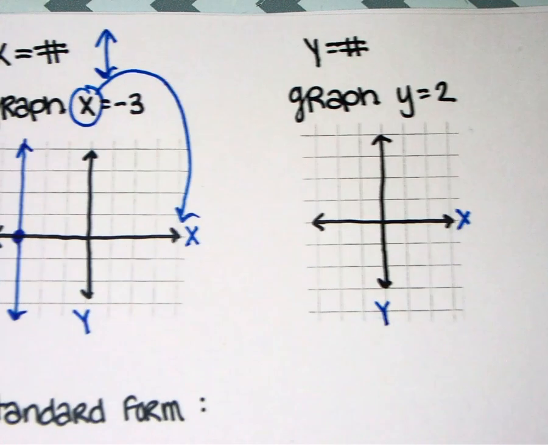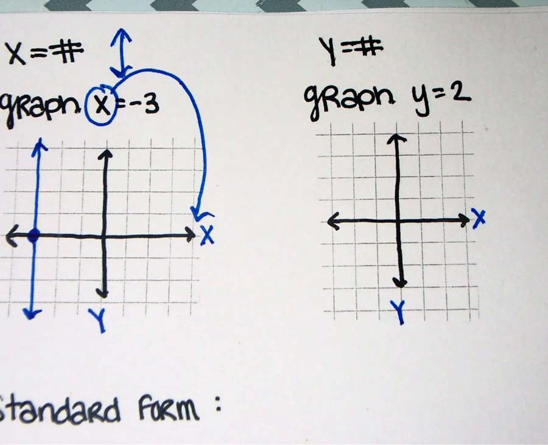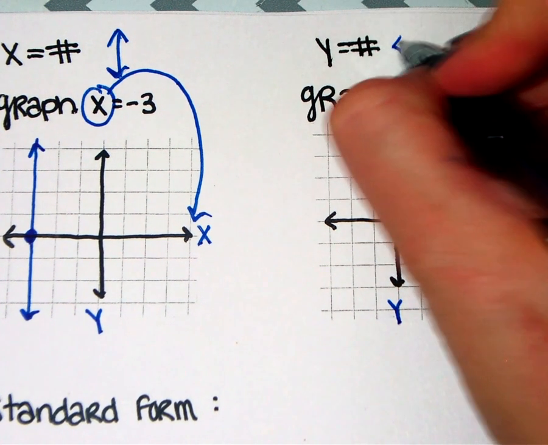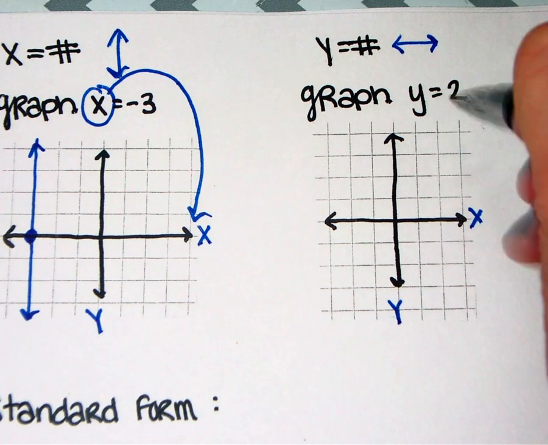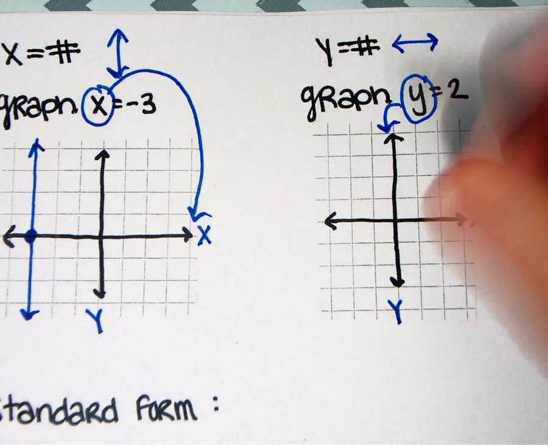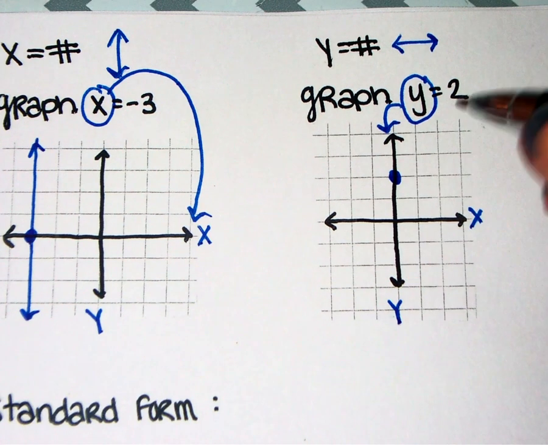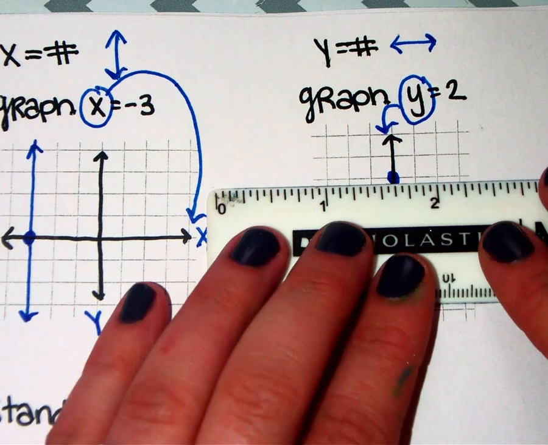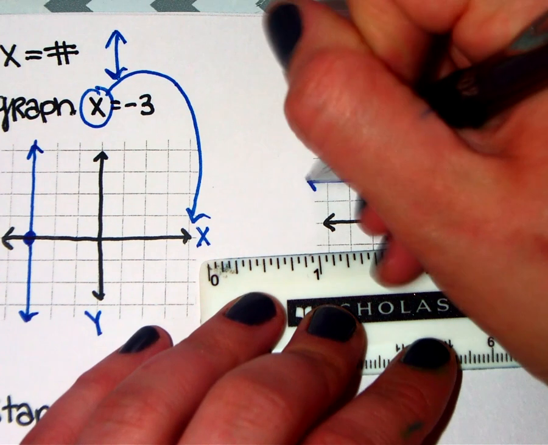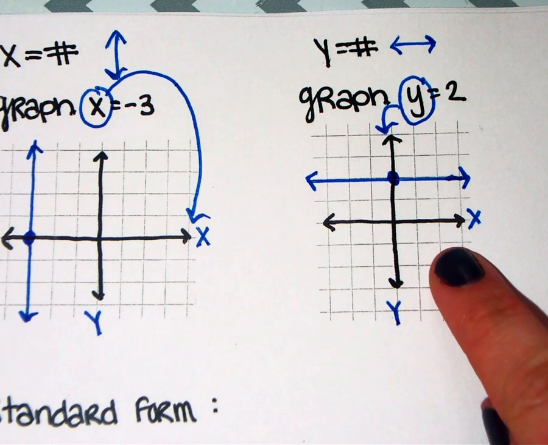Graphing y equals a number is very similar, only instead of going to the x-axis, we're going to go to the y. So y equals a number is horizontal. Y equals 2, the first thing you're going to do is go to the y-axis, go up to 2, and graph your line. Anytime it's y equals a number, it will always be horizontal, and it will be parallel to the x-axis.